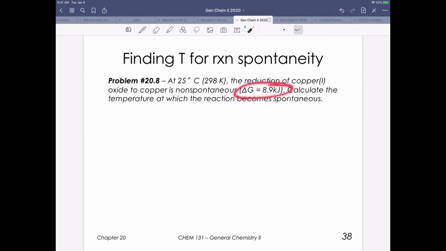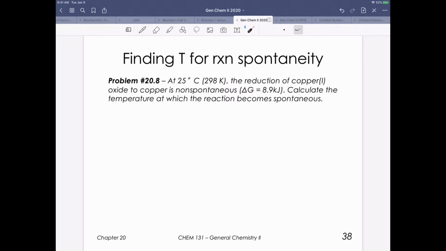We know that the delta G is positive 8.9. So at this point, we want to know what temperature we need to increase the temperature to. At 25 degrees, it's not spontaneous. So what temperature do we need to increase it to? So think about this. How could we figure out what delta H and delta S are for this process? Okay, I'll give you again a hint.